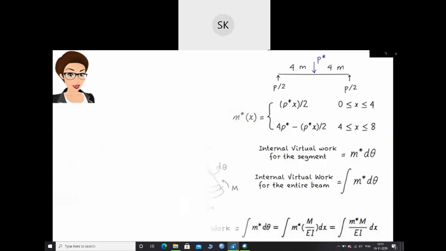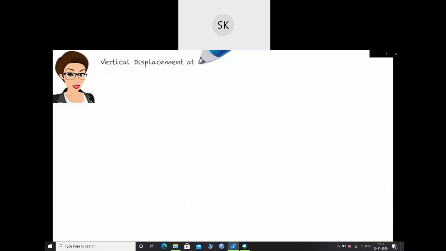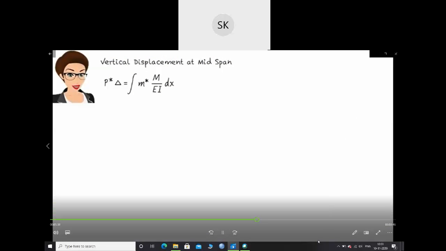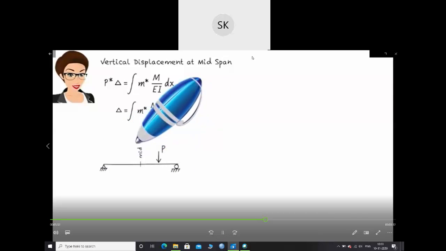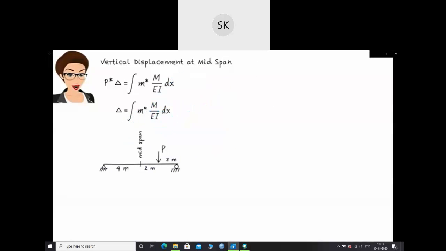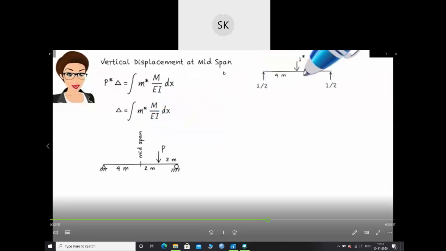The virtual work principle can now be written as follows. If we assume a unit virtual load, we can determine delta using the equation delta equals the integral of m star m over EI with respect to x, where both m star and m are in terms of x. Let's calculate delta at the beam's midspan. We determined m star for this beam earlier. Here it is.